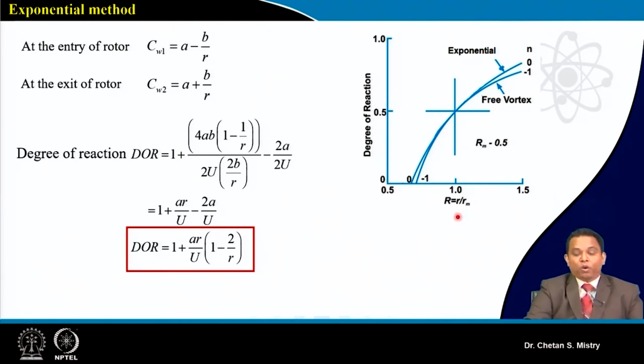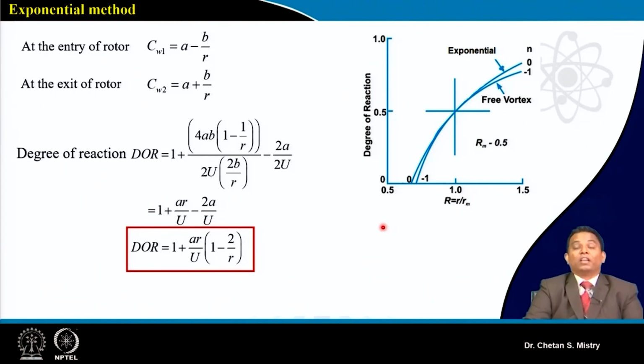If we look closely, suppose I am taking my n equal to -1 condition, this gives me my degree of reaction to be 0 at one station. If I extend that line further on the y-axis, it gives me my degree of reaction to be negative. In the same way, if you consider n equal to 0, with further extension it will also give me a negative degree of reaction.